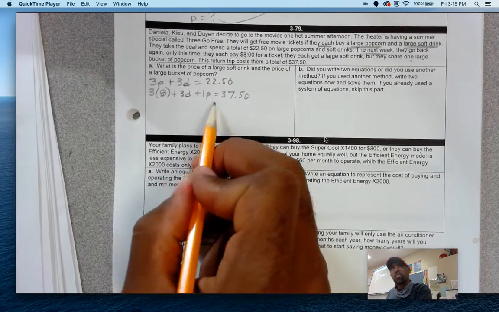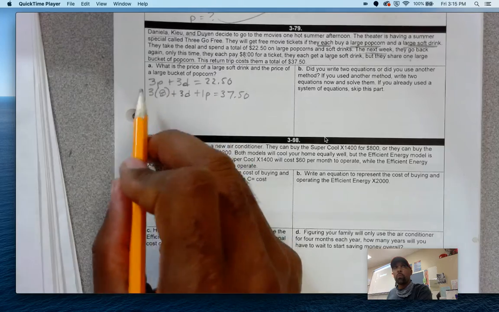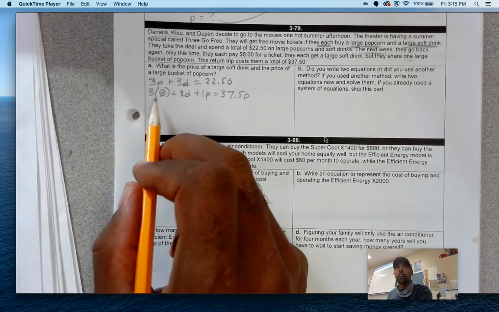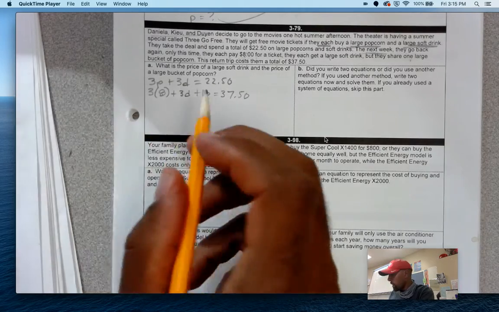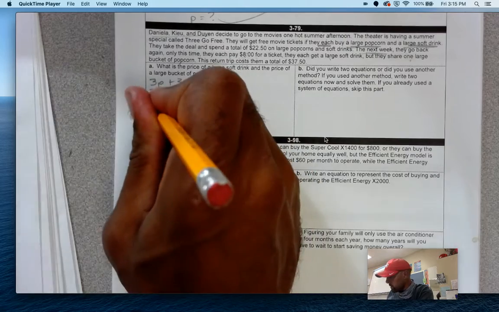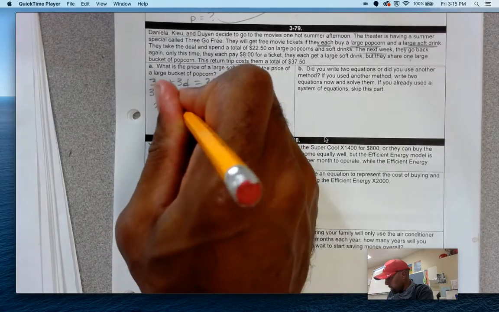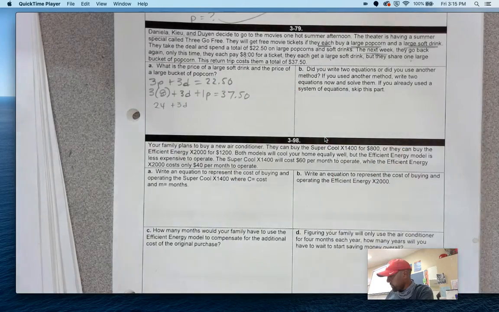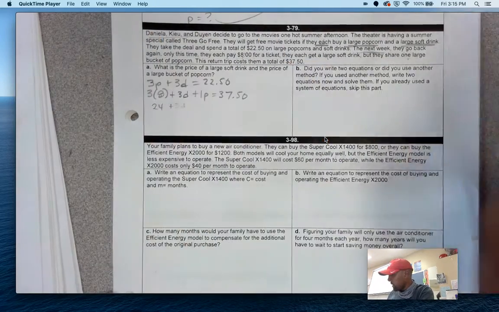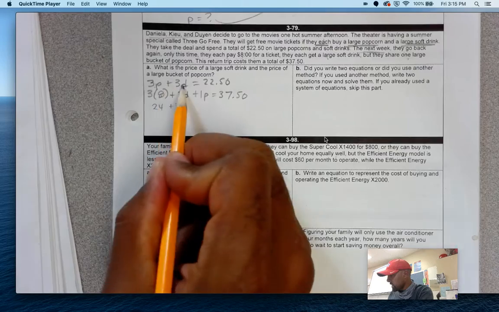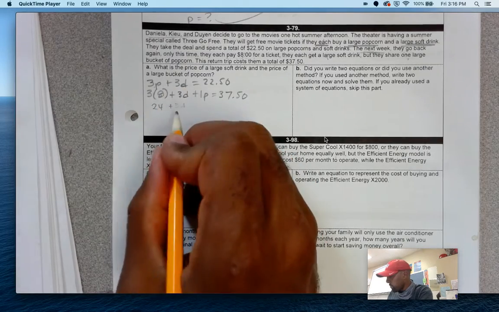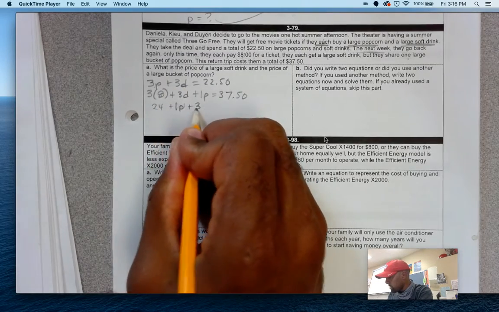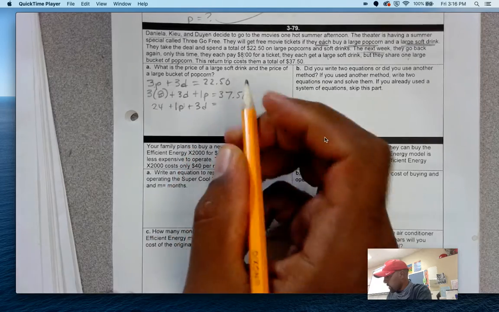So this equation looks a little bit different than the first one, but we're gonna simplify it to get it to look like that one and get it in standard form. So first let's simplify this 3 times 8. So that would be 24. And we want it to be in the same format. You notice in the first equation that I had P first and then D. So I'm going to put 1P before the D. I'm switching them. It's the same thing. Okay.